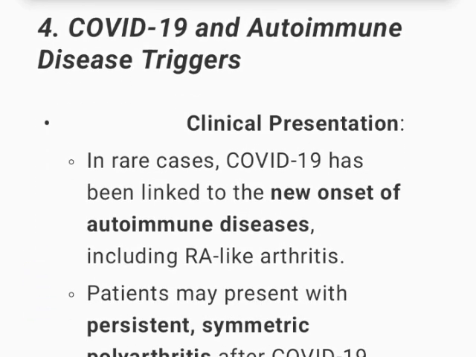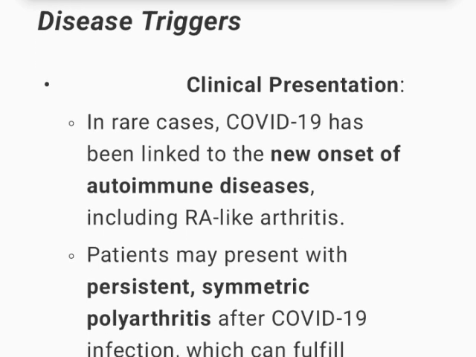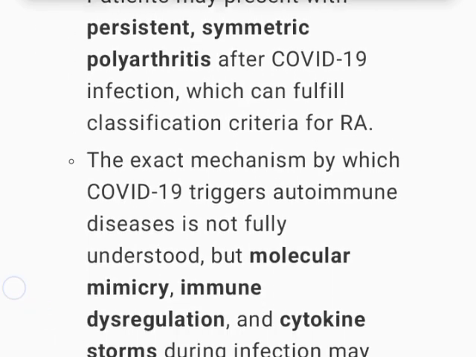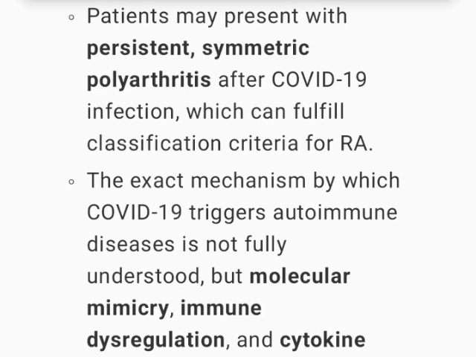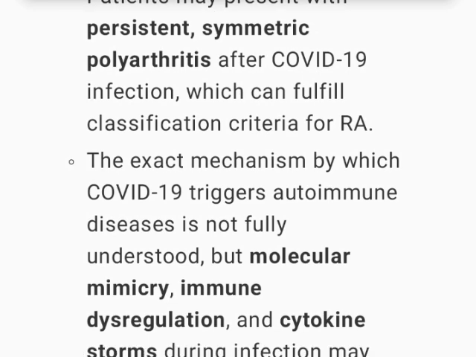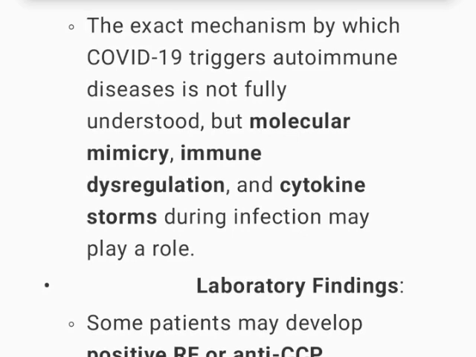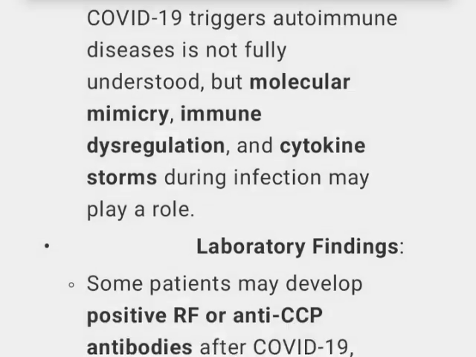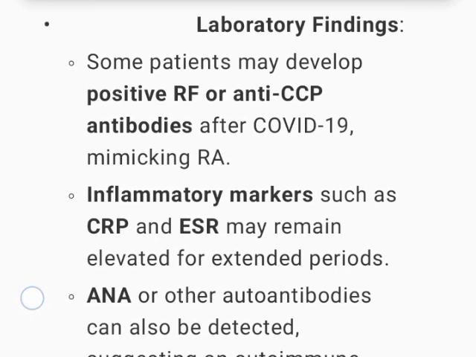COVID-19 and autoimmune disease triggers. In rare cases, COVID-19 has been linked to the new onset of autoimmune diseases, including RA-like arthritis. Patients may present with persistent symmetric polyarthritis after COVID-19 infection, which can fulfill classification criteria for RA. The exact mechanism by which COVID-19 triggers autoimmune diseases is not fully understood, but molecular mimicry, immune dysregulation, and cytokine storms during infection may play a role.